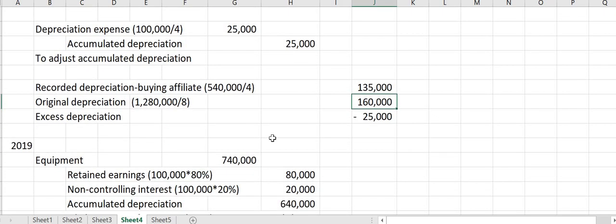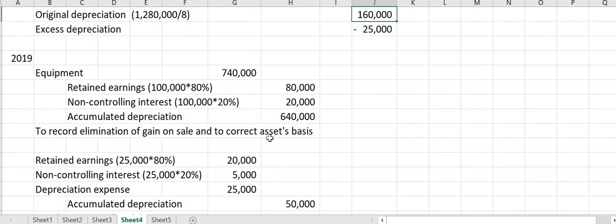Okay, so for 2019 naman, so the same entry. So we still debit equipment for 740,000, and since this is an upstream transaction, yung loss on sale natin will be allocated to the controlling interest and non-controlling interest. So since 80% owned ito, so 20% yung non-controlling interest.